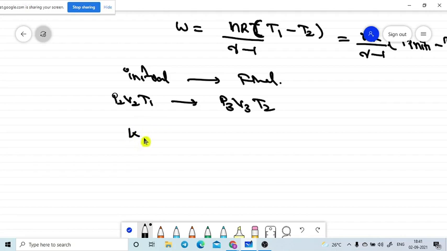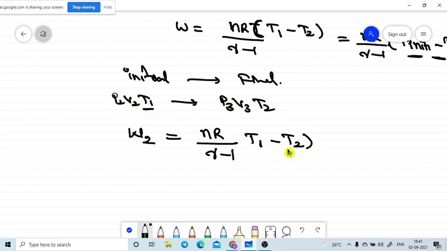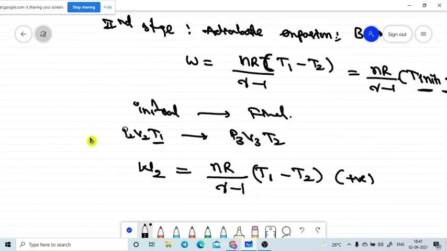Let me denote this, the second stage. W2 I am taking, that is equal to NR divided by gamma minus 1 into initial temperature minus final temperature. Initial temperature is T1, minus final temperature T2. But one thing you need to remember here: in these two processes, the system is doing work. That's why these are positive, because the system is doing the work.